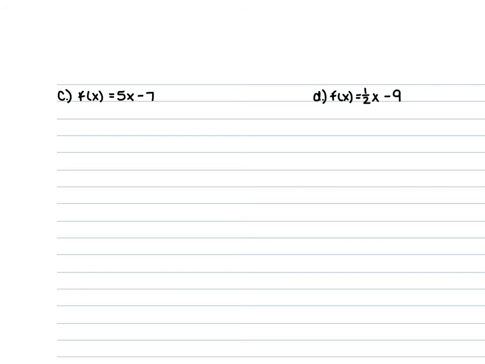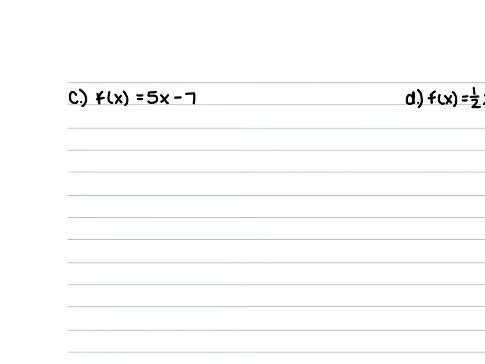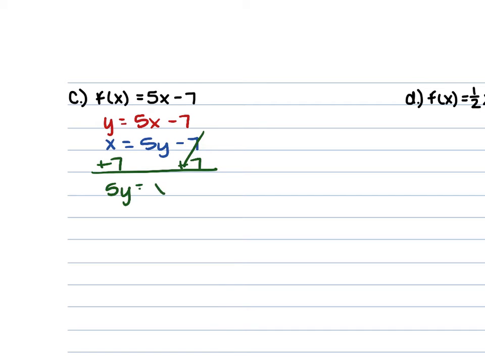For c, we have f of x is equal to 5x minus 7. So we're going to change the f of x to be y is equal to 5x minus 7. We then switch the x and y, so x is equal to 5y minus 7. We add the 7 to each side to move it over to get 5y is equal to x plus 7.